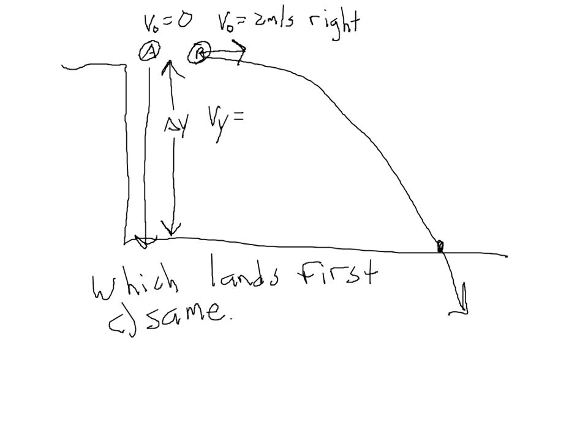You need to know the component of the velocity in the y direction, but the component of the initial velocity in the y direction is 0 for both ball A and ball B. And of course the acceleration of both ball A and ball B is 9.8 meters per second squared down. So everything about the vertical motion of these two balls is identical. And since horizontal motion is independent, that doesn't matter. They both hit the ground at the same time. Choice C is the correct answer.